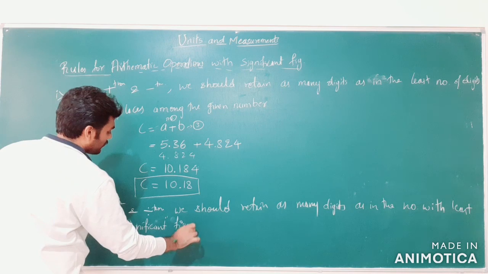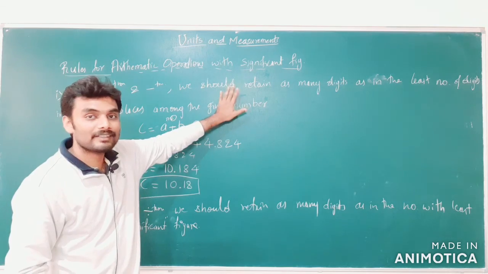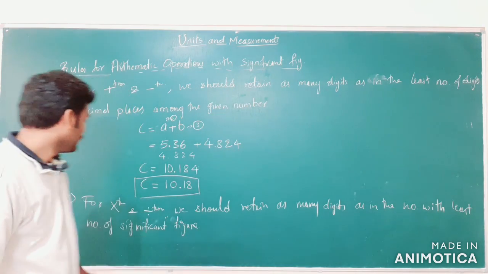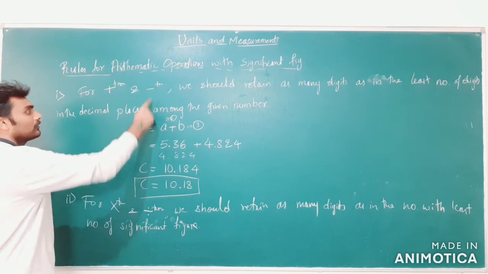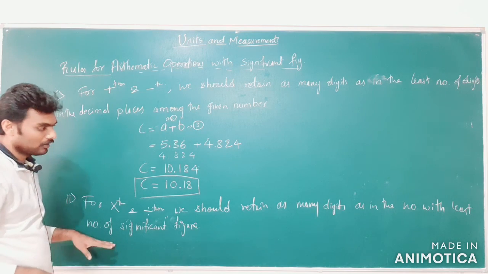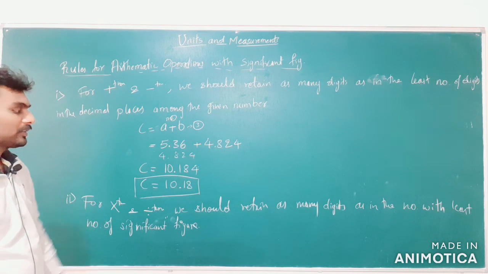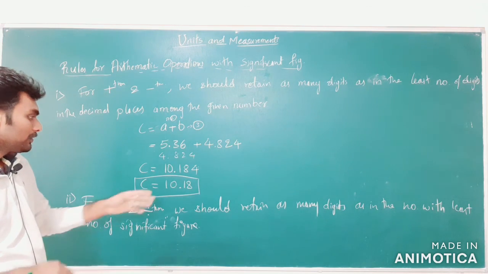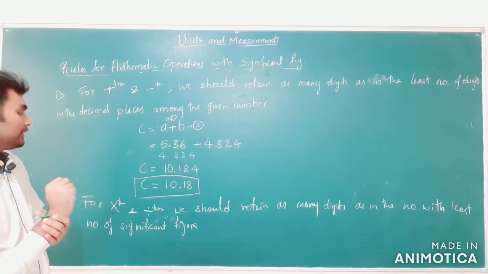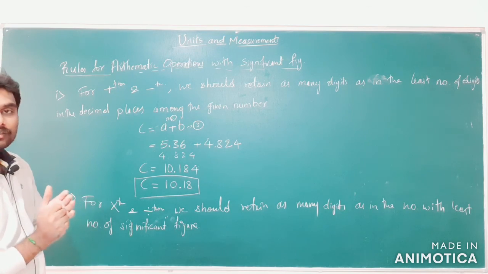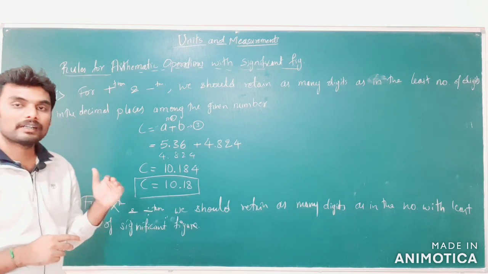So this sentence is more meaningful. You just make this sentence look like this. The only difference is in the place of multiplication you put addition, in the place of division you put subtraction, and in the place of decimal places you put significant figures. That's it. So we should retain as many digits as in the number with the least number of significant figures. So instead of the decimal places, we should now retain the significant figures.